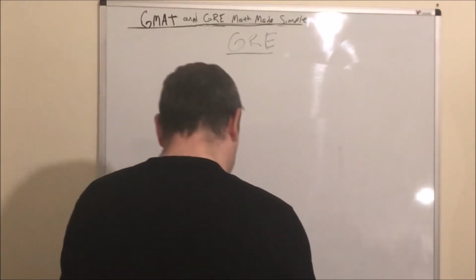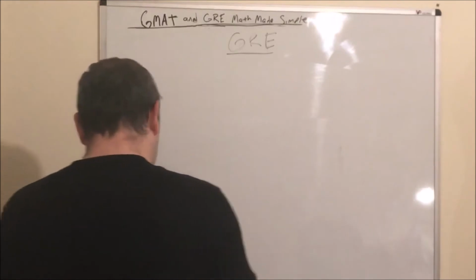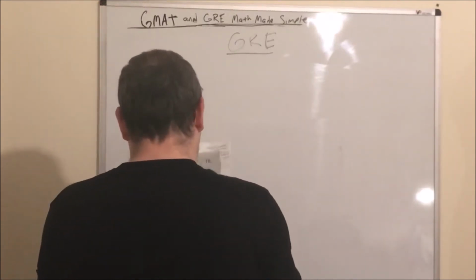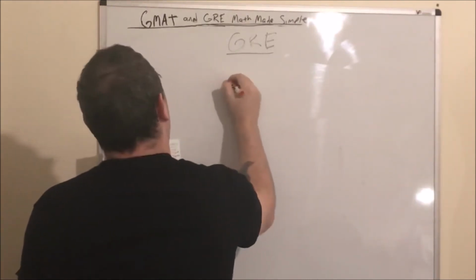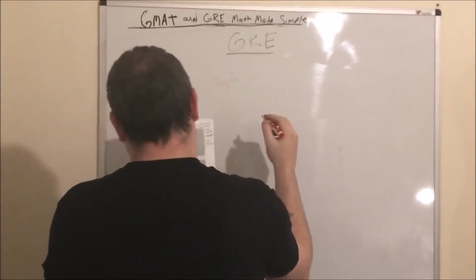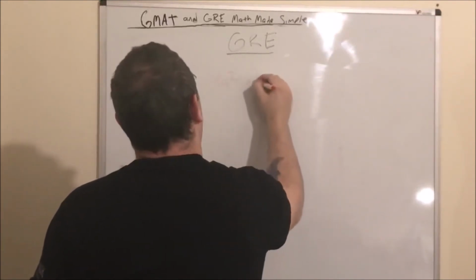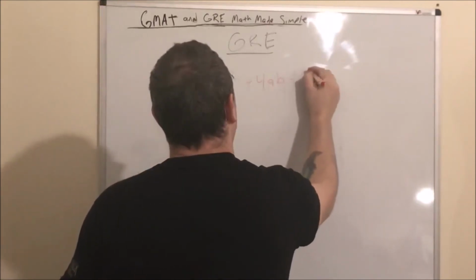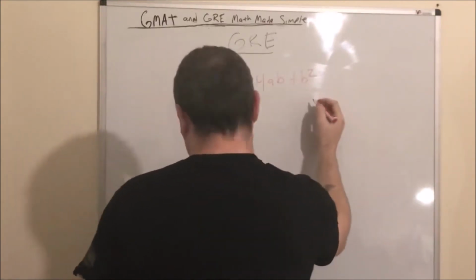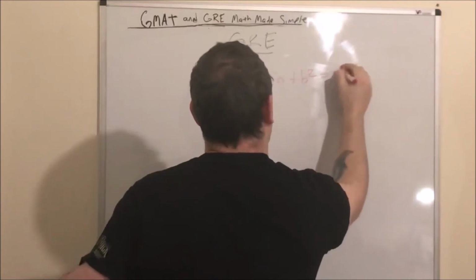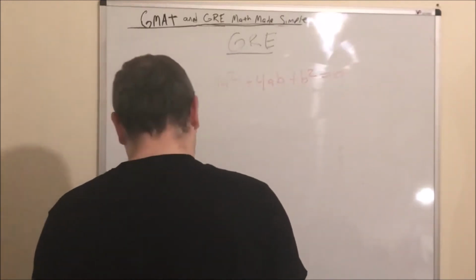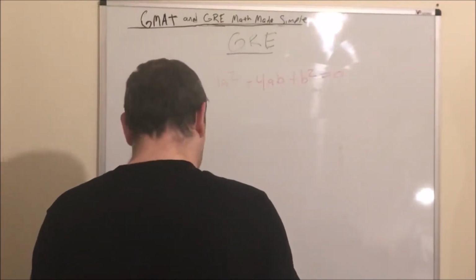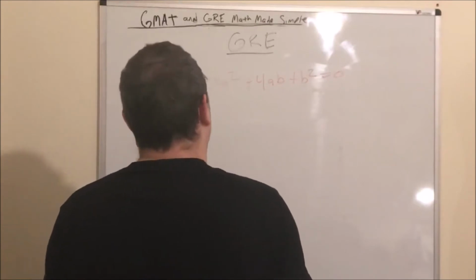Okay, so for this one, we have 4a squared plus 4ab plus b squared, and that equals 0. Right now we're just factoring. We're not trying to solve the question, we're just trying to factor it.